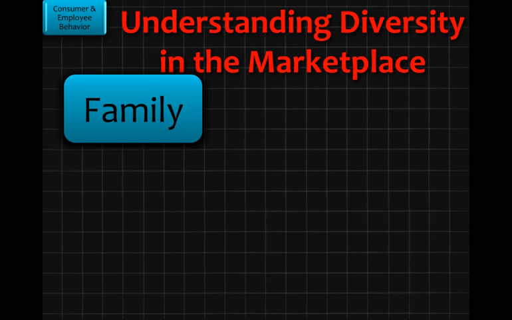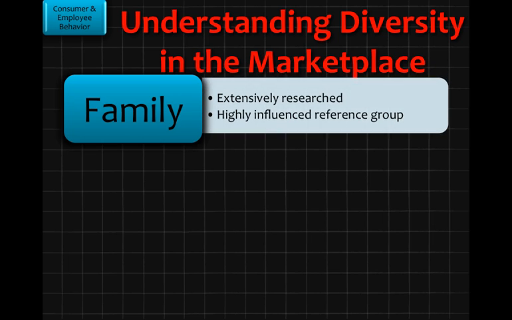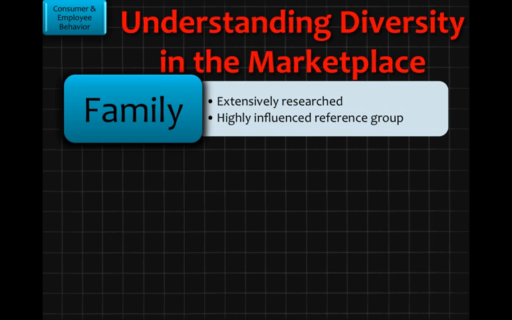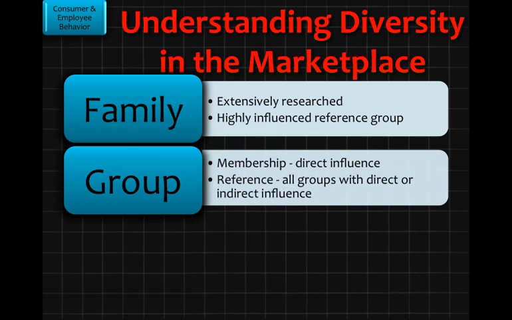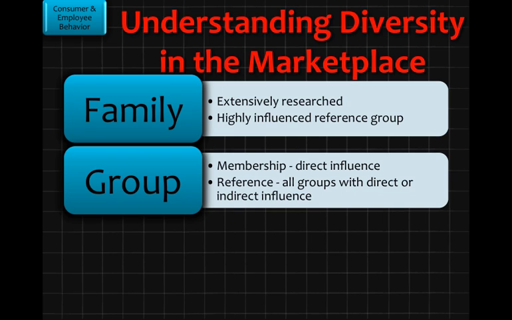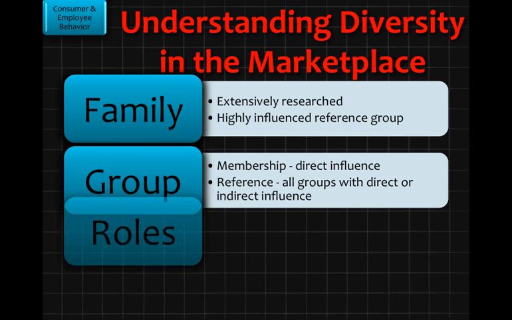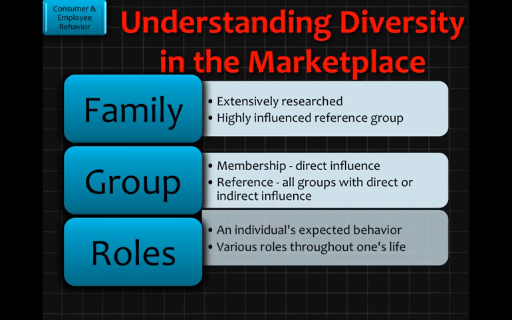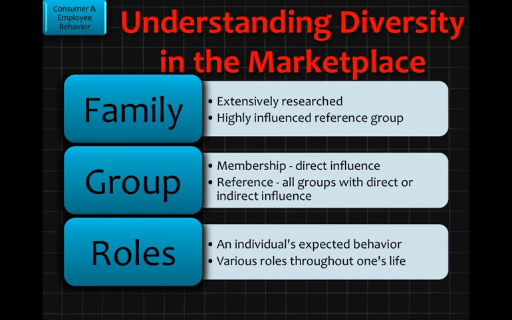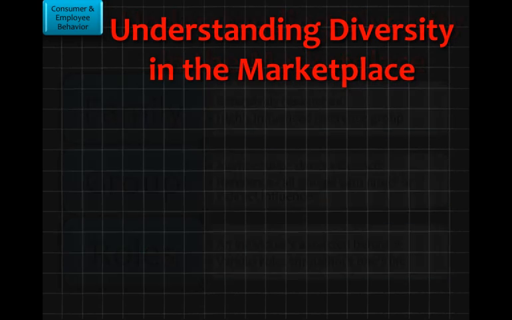So the individual then really comes from a framework of family. This has been extensively researched. Family is a highly influential reference group. And of course, we have other groups that we operate within as individuals as well. But the thing about groups is not which group. It's more important to look at the membership being direct in influence, and then whether or not we are from reference groups, whether they are direct or indirect for their influence. And last but not least, in those groups, in our families, as individuals, we have various roles that we play. And in a workplace environment, we're expected to have a certain behavior as an individual. But in our personal side, we'll have various roles throughout the course of our entire life.